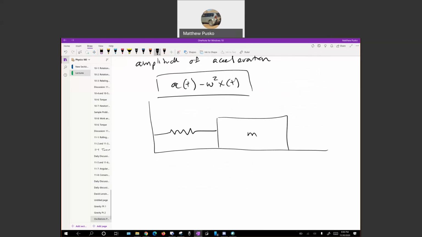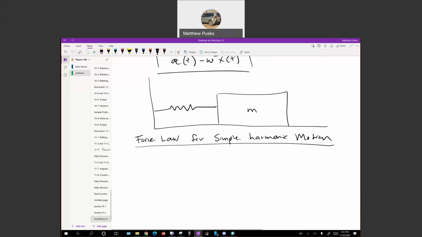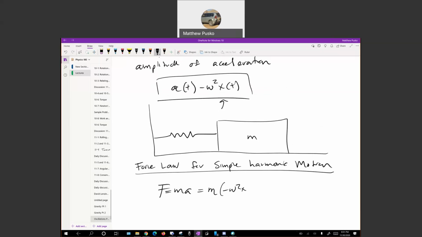Okay, now let's look at that example of the mass on a spring. This is what we will call the force law for simple harmonic motion. Okay, so we can say the second law, force is equal to mass times acceleration. We can substitute in here minus omega squared x, because we just calculated that for our acceleration right there.